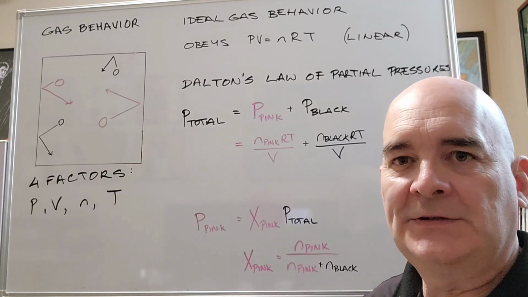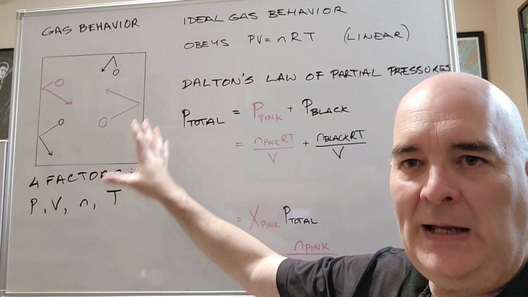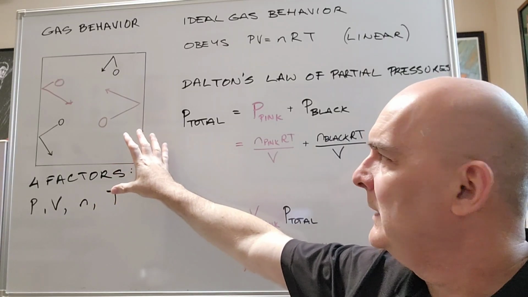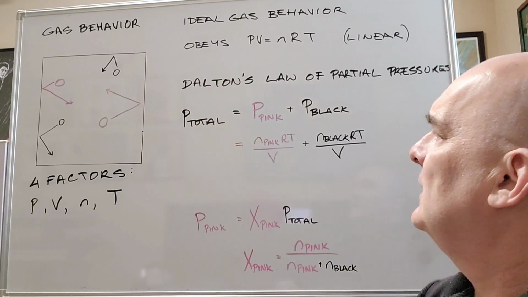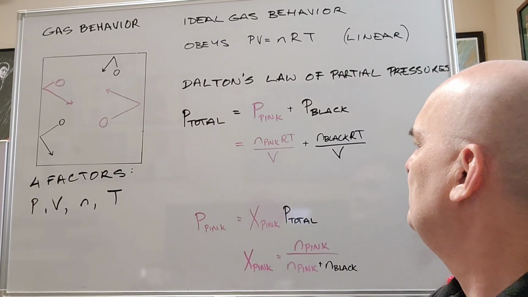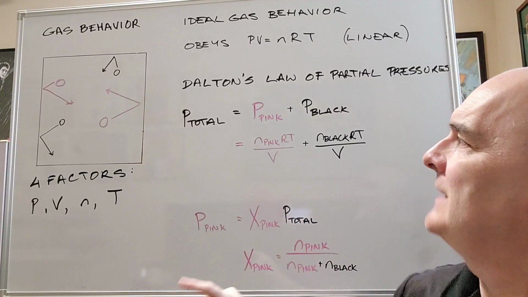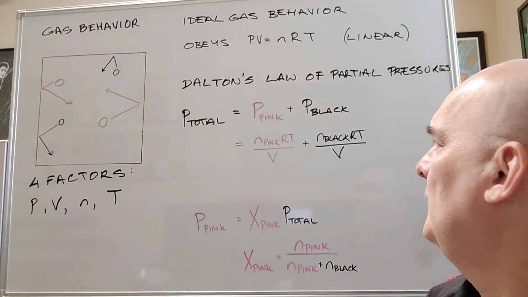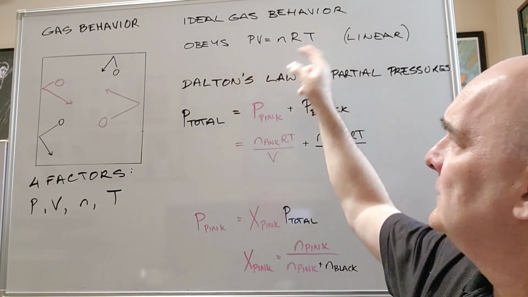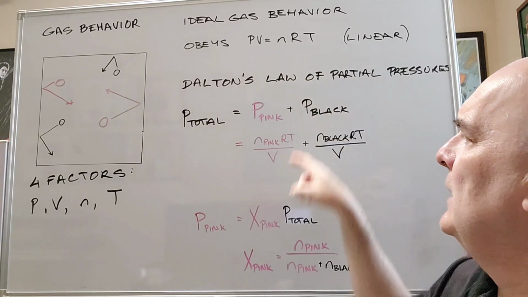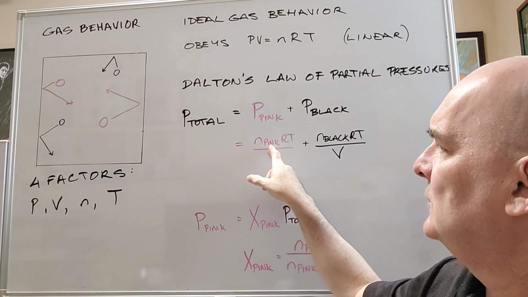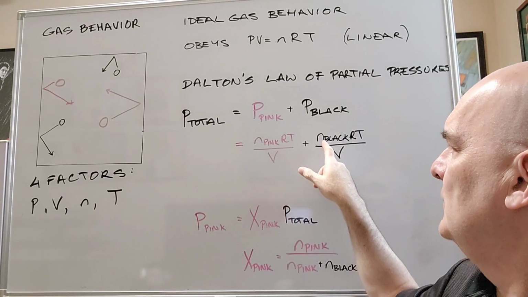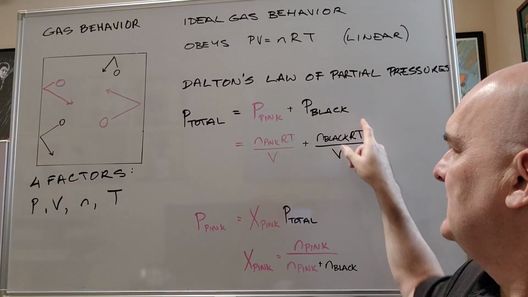This is not a sample of gas. It is thousands and thousands of individual particles. It's a population, which is something that we'll delve into a little bit in a later chapter. So this gives us Dalton's law of partial pressures, that the total pressure exerted inside this container is the pressure of all of the pink particles plus the pressure of all of the black particles. And because PV equals nRT, then P equals nRT over V. So this is the number of moles of pink multiplied by R multiplied by T divided by V, plus the number of moles of black multiplied by R multiplied by T divided by V.